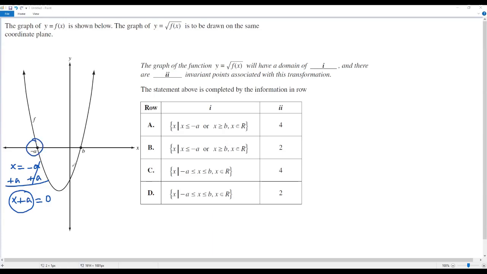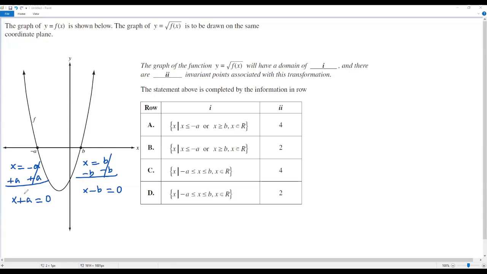Okay, the same thing we have to do for the second x-intercept b. So x equals b. Now let me subtract b from both sides. The positive b and negative b cancel out. I get x minus b equals 0. So x minus b is a factor corresponding to the second x-intercept b.